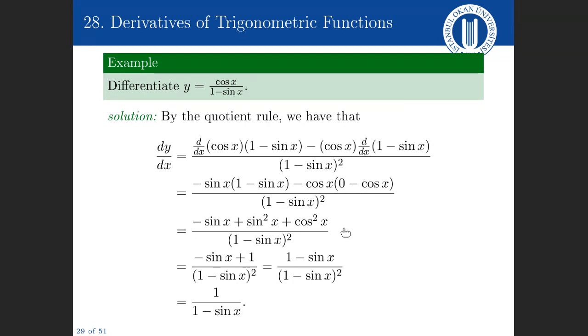So we get minus sine x plus sine squared x plus cos squared x. This is something I hope you recognize from high school. Sine squared plus cos squared, of course, is equal to 1. So we get 1 minus sine x divided by (1 minus sine x) squared. We can simplify this a little bit because we have 1 minus sine x on the top and on the bottom. Cancel these and we end up with just 1 divided by 1 minus sine x. And this is the type of answer I would expect from you.